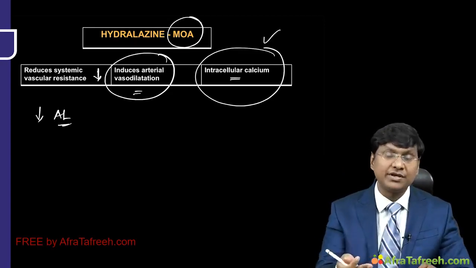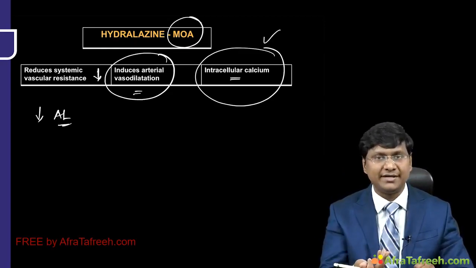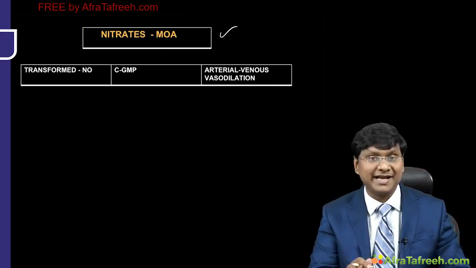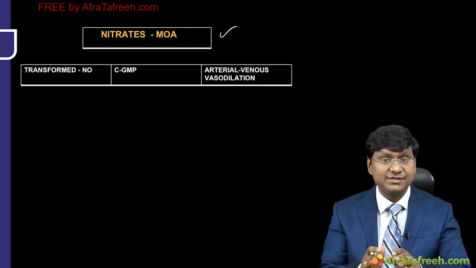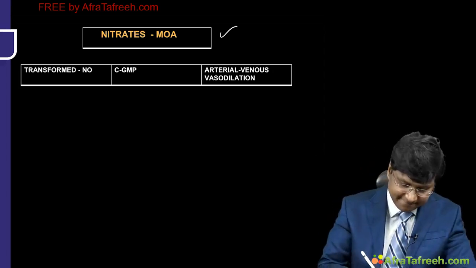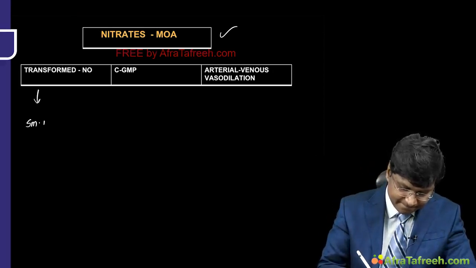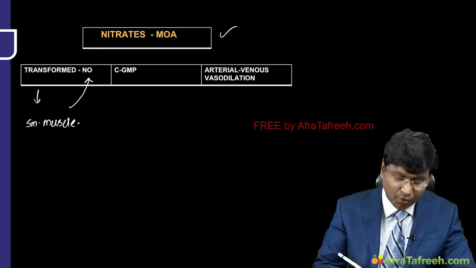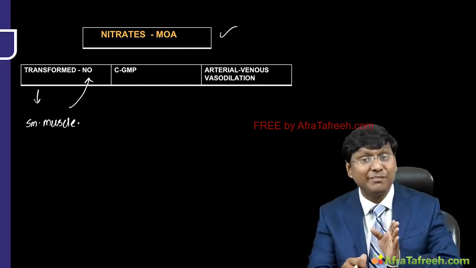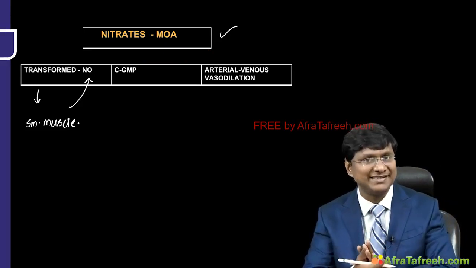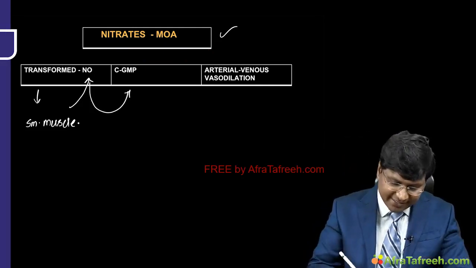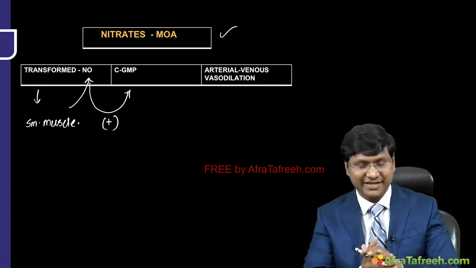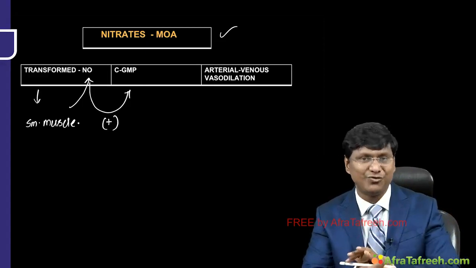Hydralazine is also given as an antihypertensive. It is an arteriolar vasodilator. Then the other group of drugs is the nitrates. Regarding the mechanism of action, nitrates are transformed in smooth muscle cells into nitric oxide. This nitric oxide then stimulates cyclic guanosine monophosphate.